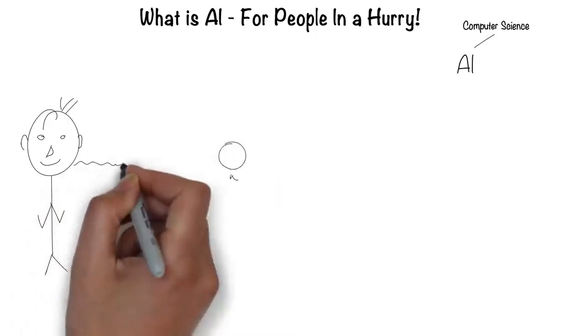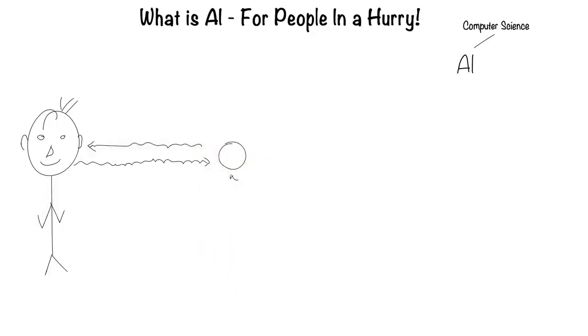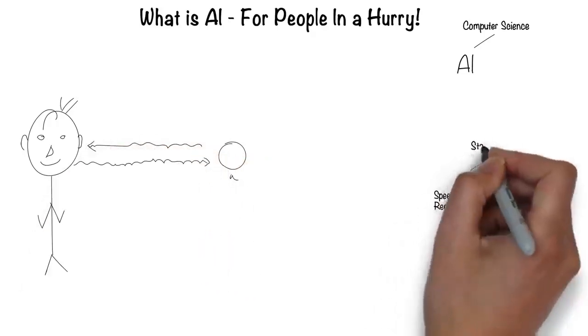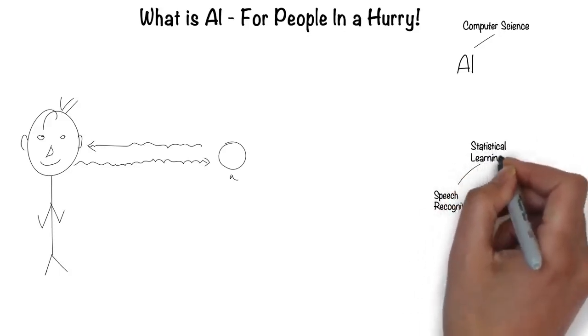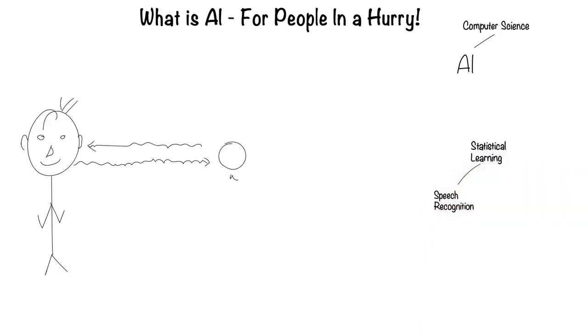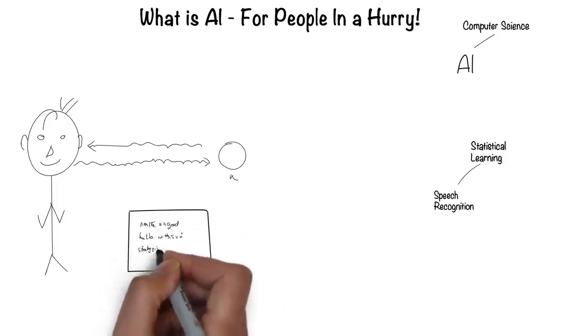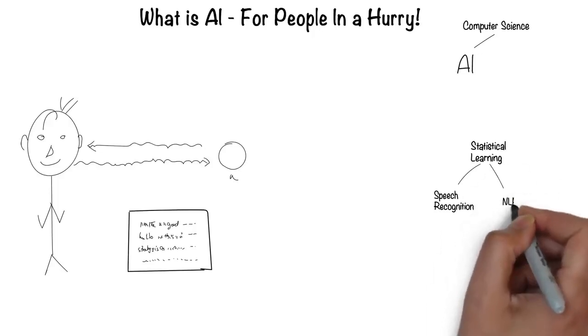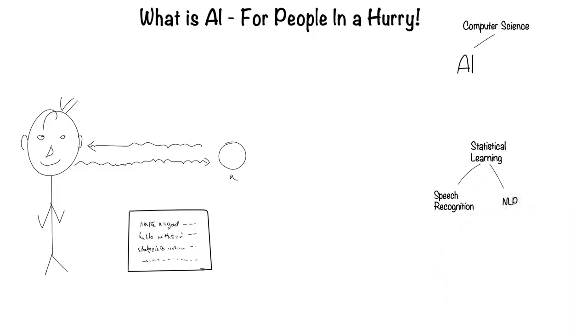Humans can speak and listen to communicate through language. This is the field of speech recognition. Much of speech recognition is statistically based. Hence, it's called statistical learning. Humans can write and read text in a language. This is the field of NLP, or natural language processing.